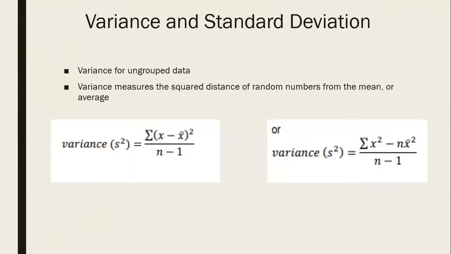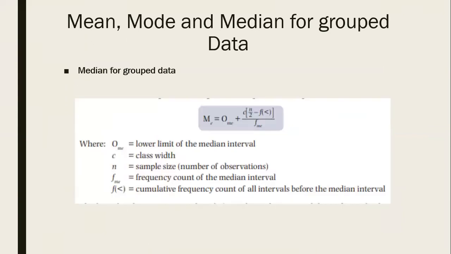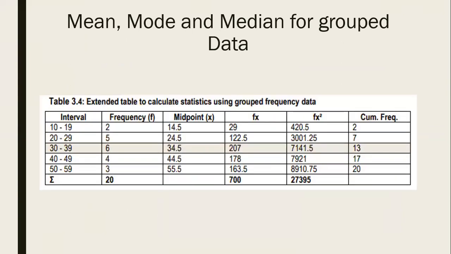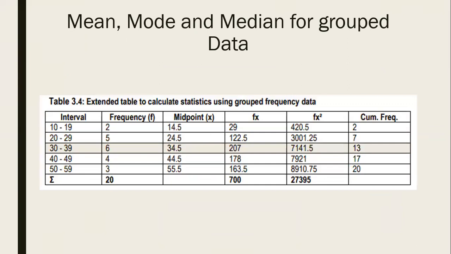So just bear with me. Let me explain just a little bit of the formulas. Today is just the theoretical part, then the practical part I'll do next week. So when we're talking about the mean for grouped data, it means that you have grouped that data using a table. Normally you group it using these two columns, interval and frequency.